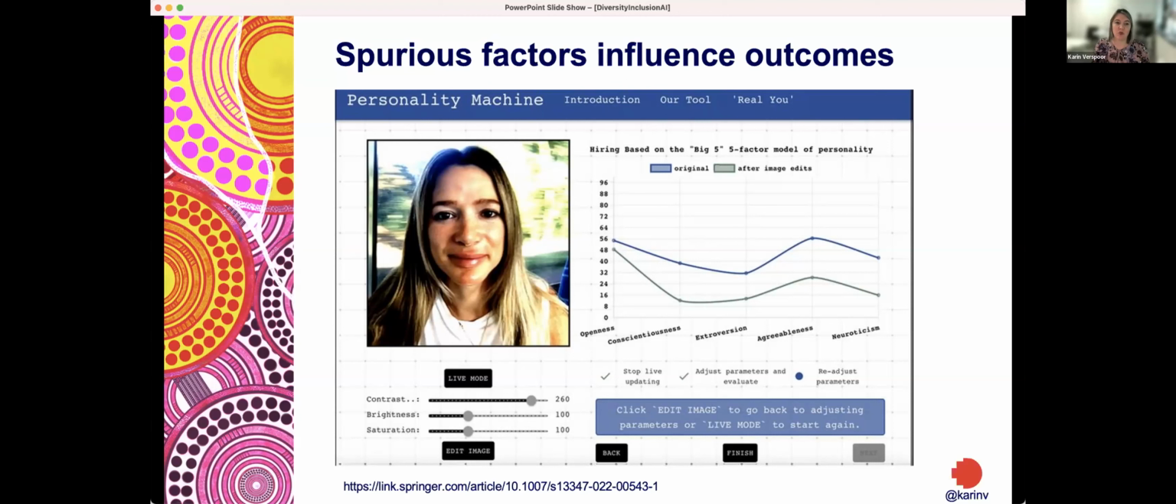What this particular work showed was that simply by adjusting the contrast, the brightness, and the saturation dimensions of the video, the model would produce different outputs. So the same person, okay, nothing has changed except how bright and how contrasted the video is. And all of a sudden they're deemed to be more open or more extroverted. Makes no sense, right? Completely spurious.